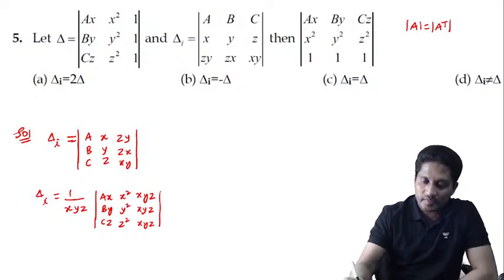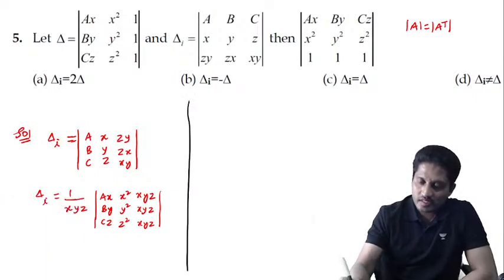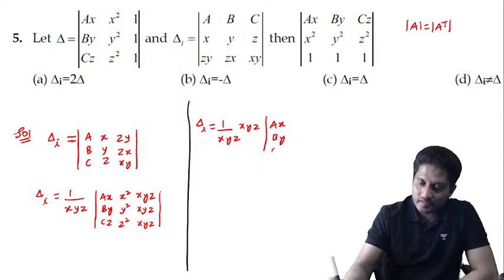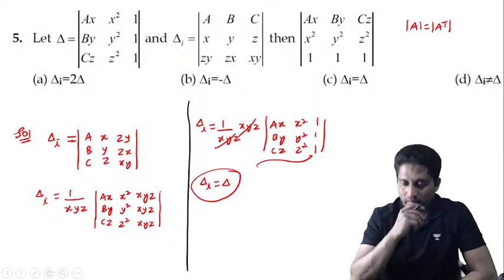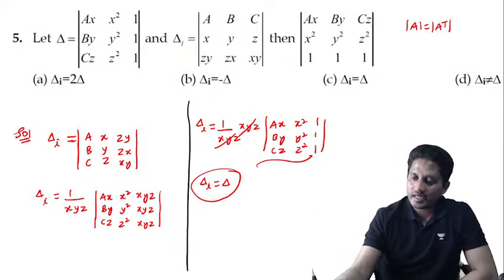Now I'm going to take xyz out from the last column. So delta I is equal to 1 by xyz. From the last column, I'm going to take xyz common. This becomes determinant of ax, by, and cz; x square, y square, and z square; and then 1, 1, 1. I'm going to cancel this. Delta I is same as delta, because this is same as delta, right? Delta I is equal to delta. Answer is option C.